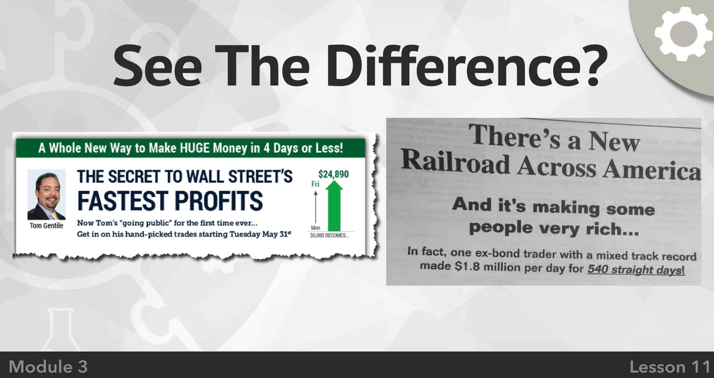In fact, we're going to begin to do this on the very next slide. The Porter's ad says there's a new railroad across America and it's making some people very rich. In fact, one ex-bond trader with a mixed track record made $1.8 million per day for 540 straight days. You can see just from previewing this ad that there's something that's interesting intellectually about this. The idea that there's a new railroad across America and it's making some people very rich.